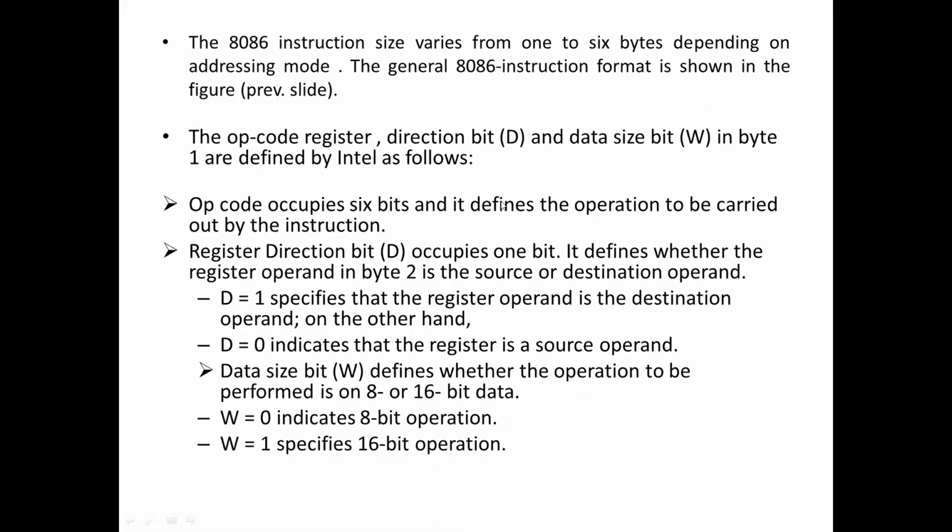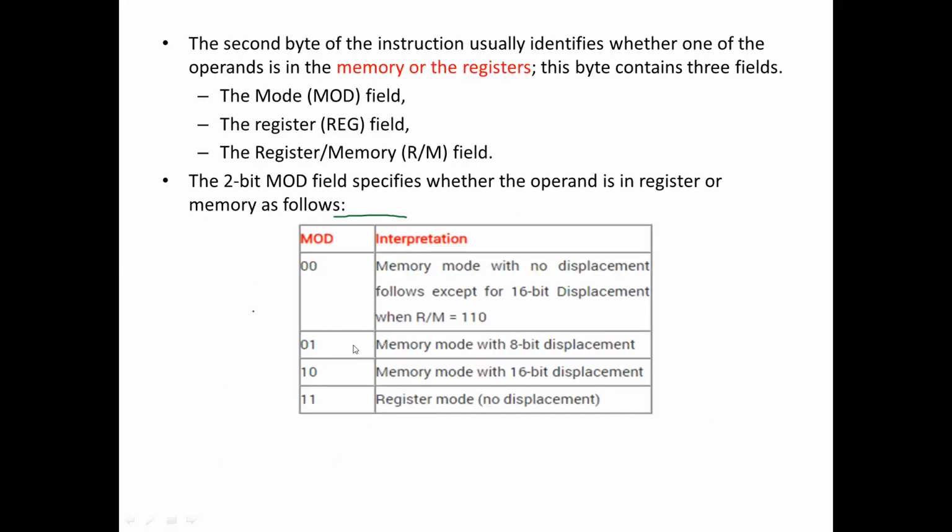So these things I have explained: for D we will use 1. The first 6 bits are for opcode. The next bit is for the direction of the data: is it going to or from the register? And the next one is the word bit, meaning whether an 8-bit operation or a 16-bit operation is going to take place. So this part, Byte 1, I think is clear. Now next we are going to discuss byte 2.